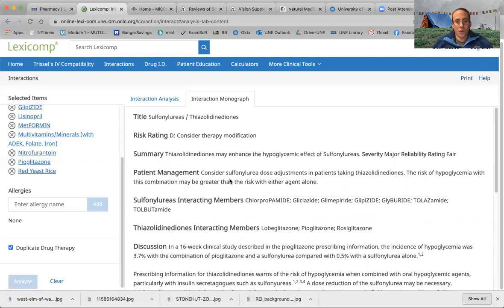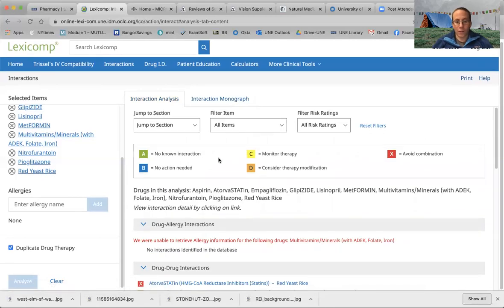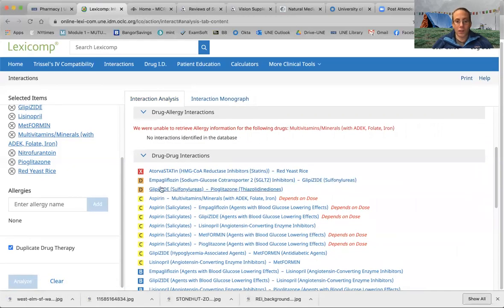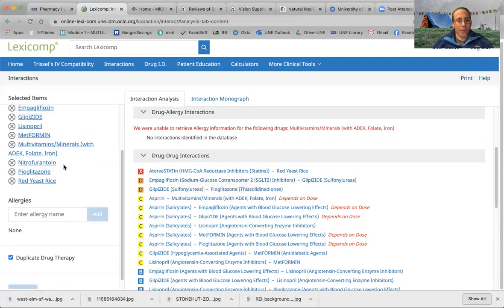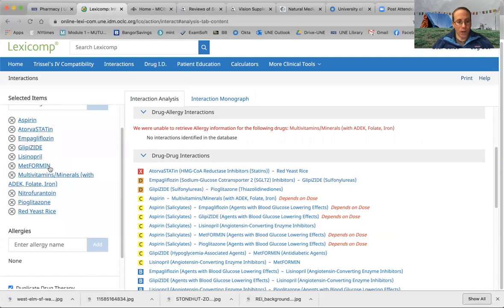We also have this patient on metformin on top of everything else. Now it's not interacting at a level D, but this is a patient where we're adding on levels of risk, where we've got multiple drug interactions that could cause hypoglycemia. I'm looking at this patient and recognizing they're not getting adequate A1C control here.